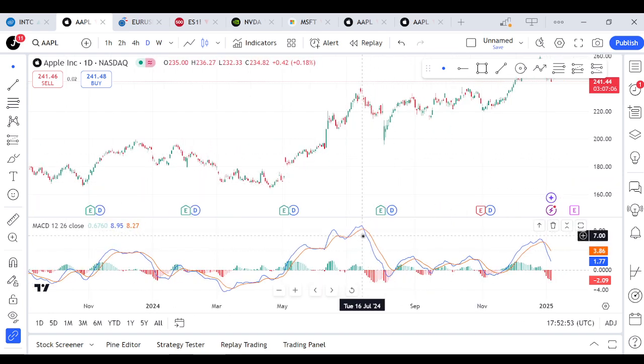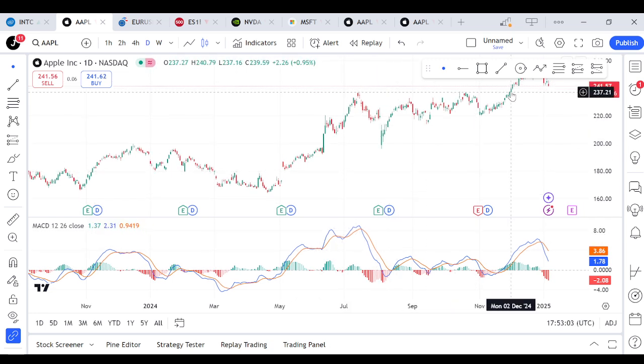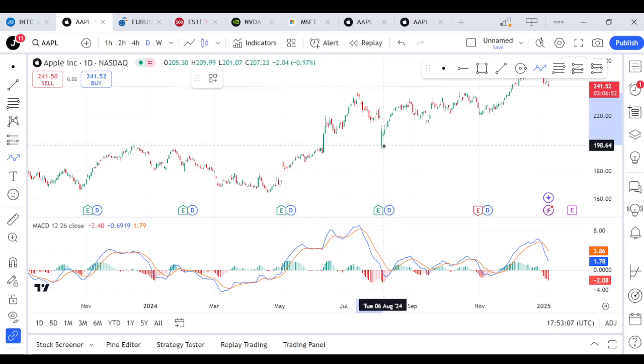For example, when the orange line, which is the signal line, goes above the MACD line, you should be expecting a bearish push to the downside. You can expect a push to the downside right here. So that is one way you can use the MACD.